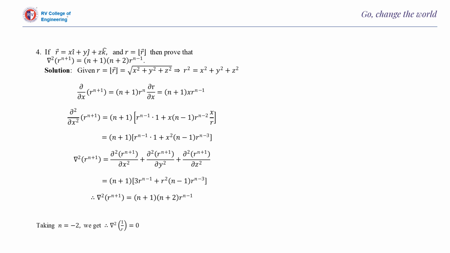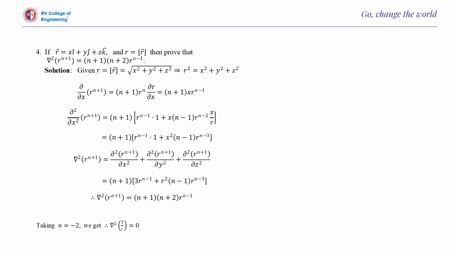So the first step is when you differentiate partially with respect to x, r to the power of n plus 1. So you will get (n plus 1) r to the power of n plus 1 minus 1. As a result, you will get r to the power of n. Then we will differentiate r with respect to x, that is dou r by dou x. Given in the problem, r equals mod of r. By that result, we will come to know that dou r by dou x is x by r. So on simplifying, we will get 1 plus (n plus 1) of x into r to the power of n minus 1.